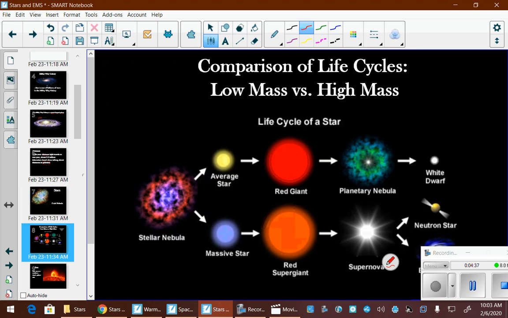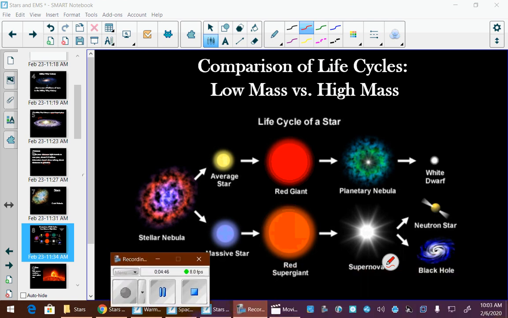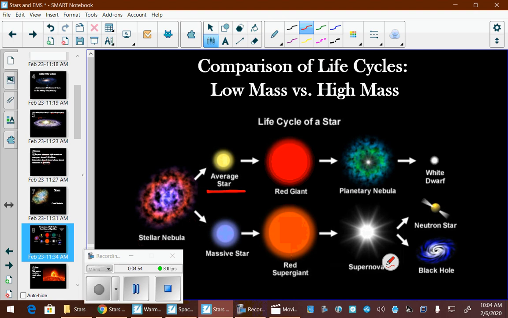Now, the picture on your note sheet shows what happens to stars throughout the course of their life, depending upon their mass. So a stellar nebula, or where stars are born, we can take one of two tracks. We can take the average star track, and throughout its life cycle, it's going to go from being an average star over to being a red giant, then a planetary nebula, and eventually at the end of its life cycle, it'll become a white dwarf.